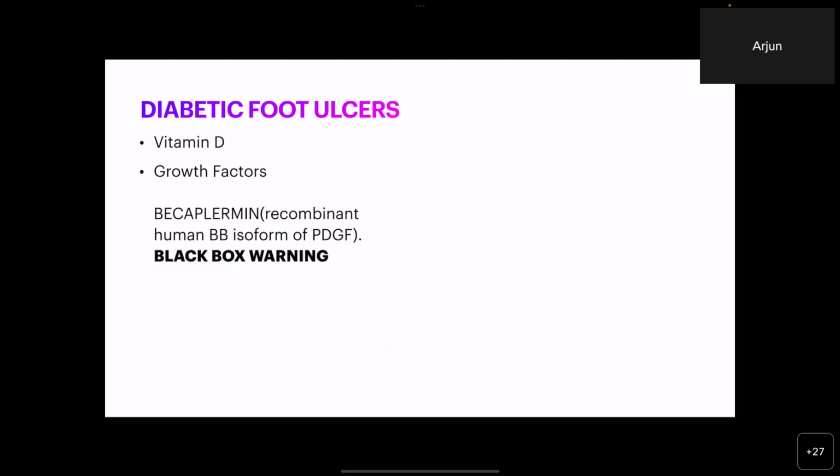Diabetic foot ulcers, which were previously mentioned, also benefit from vitamin D as well as growth factors. Till now, the only growth factor that has been FDA approved is the platelet-derived growth factor, becaplermin. It is a recombinant human isoform of platelet-derived growth factor. But in 2008 there was an FDA black box warning about cancer. There was no increased risk of malignancy in patients treated with becaplermin, but those who developed malignancy had a greater risk of dying from it.